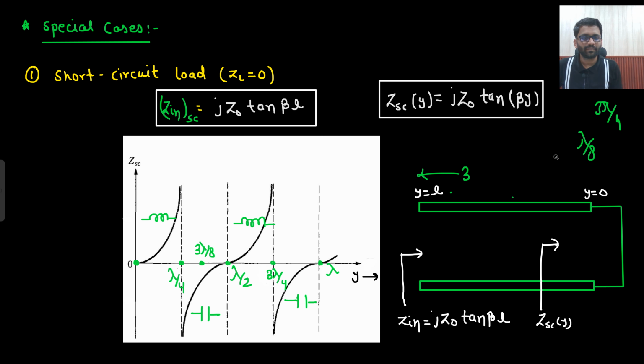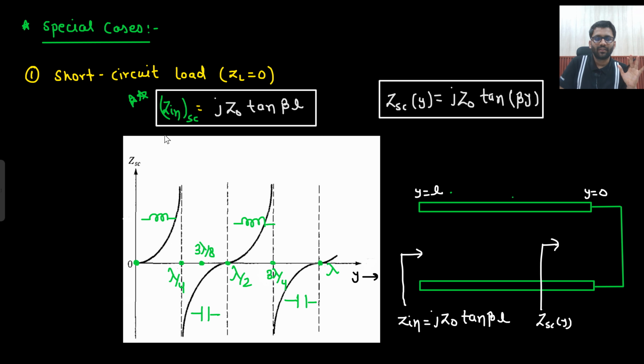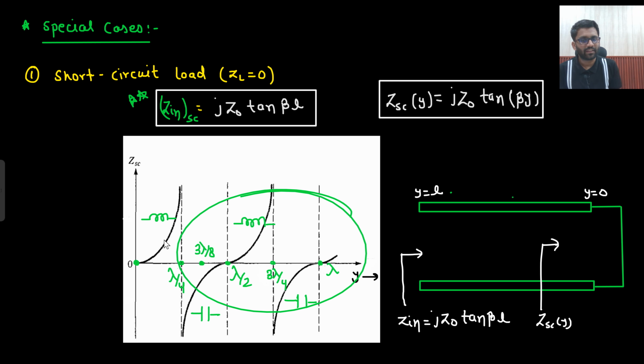Or they can simply give the length of the transmission line and ask you the input impedance. So for now you just need to remember that Z in for short circuit is j Z naught tan beta L. That's it. Will you be able to remember this? This you need to remember. Then for any question they ask, first inductive, then capacitive, inductive, capacitive. This you can derive in the examination as well, but at least it should be in your mind, because this will be used again and again.